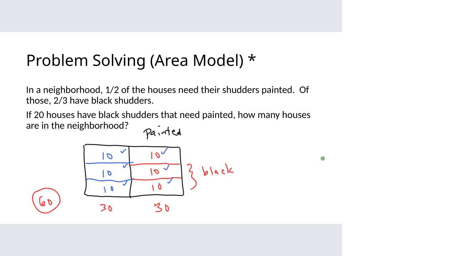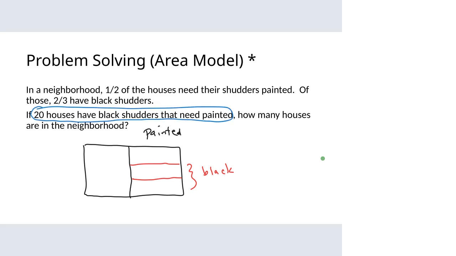Oh, let me back up some of my scribbles here. Okay, so at this point, we're told 20 houses have black shutters that need painted. And so that's these houses right here. Those are the ones that have black shutters that need painted. So there's 20 houses, and that's 2 slices. So we'll take 20 houses that need painted divided by 2 slices, means that each one of these slices must have 10 houses in it. Perfect. Very good.